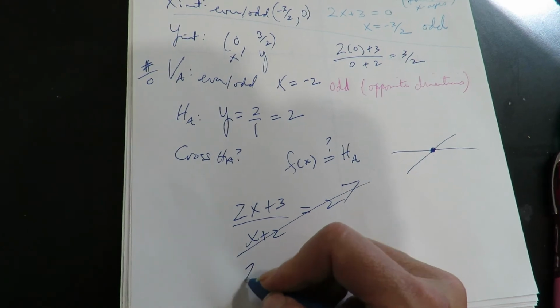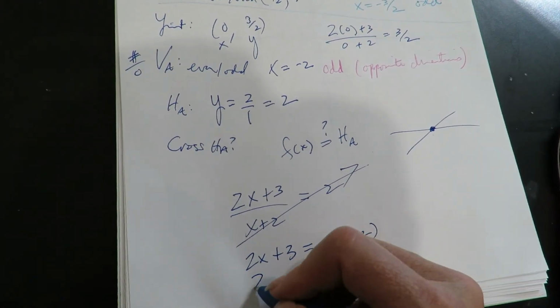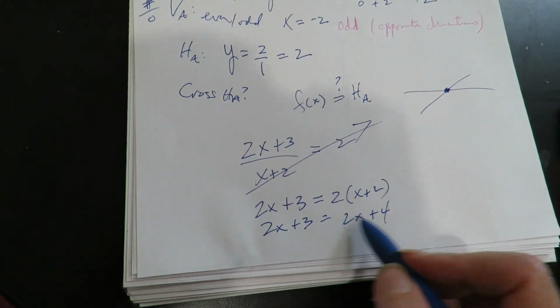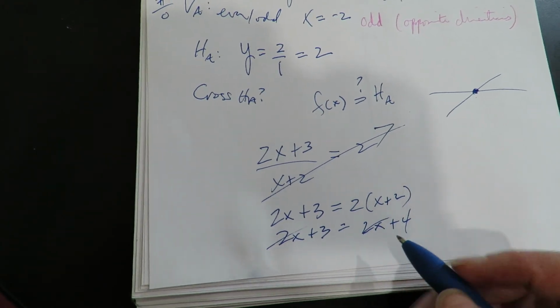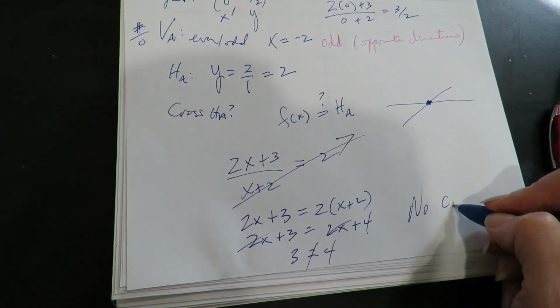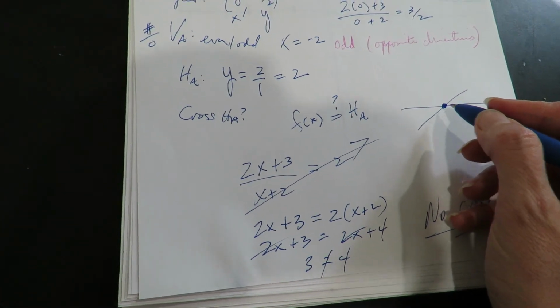All right, so I'm going to cross multiply here. Hopefully you can see where this is going. Okay, so now I can cross out a 2x because it's on both sides, and I have 3 equals 4, which is a contradiction, which means it doesn't cross. This is not solvable, which means they don't coexist.